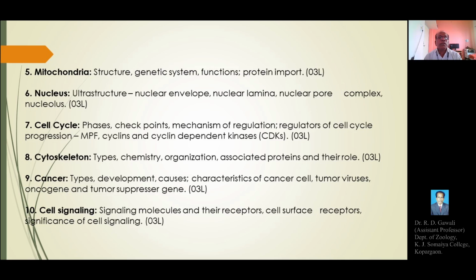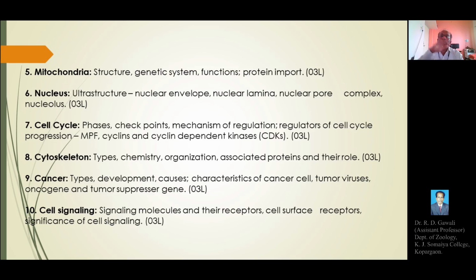So we are going to study the structure of the mitochondrion, genetic system, then functions, protein import. Whatever biological functions are performed in the nucleus, the cytoplasm or various cell organelles involve importing or exporting different biochemicals or biomolecules. So all the proteins or enzymes are secreted by the mitochondria itself, and whatever components might not be produced or available in the mitochondrion could be imported from the cytoplasm or the adjacent cells. So there may be a protein import.